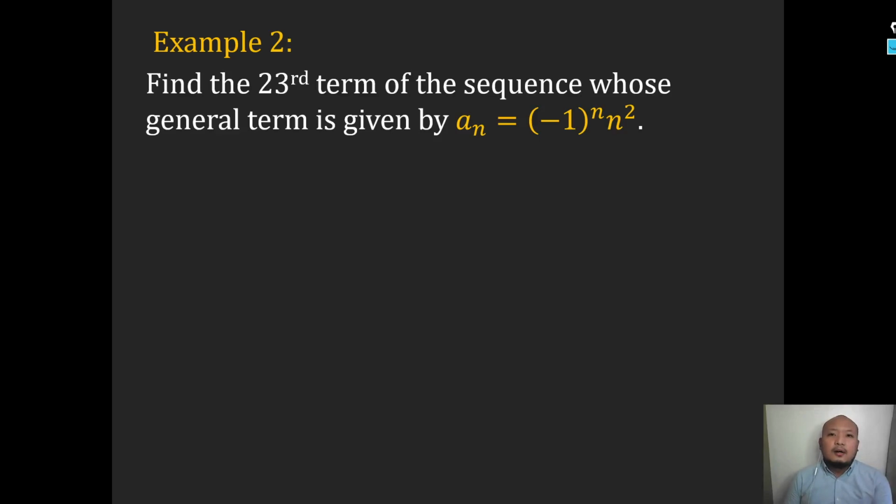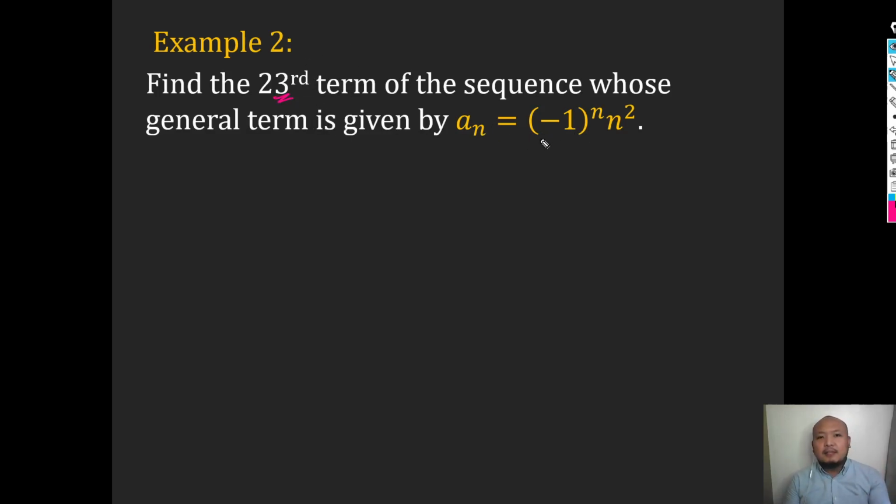The 23rd term of the sequence whose general term is given by a sub n equals negative 1 raised to n times n squared. Now, this obviously is an explicit formula, kasi ang recursive formula, again, they typically appear with multiple lines of equations. And here, we're looking for the 23rd term. So, that's immediately what an explicit formula can help us out with, mahanap ang particular term given the term number. The term number is 23, no?